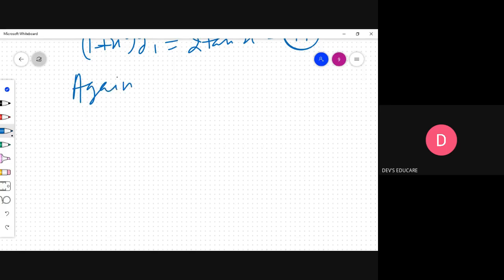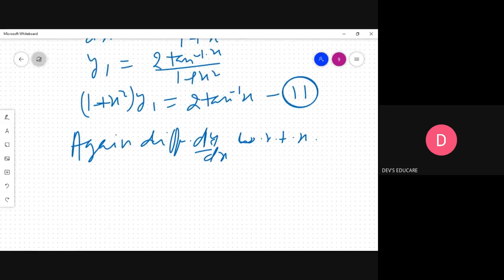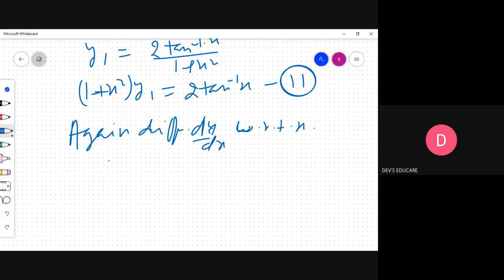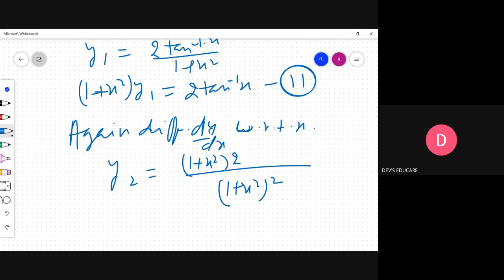Again, differentiating first order dy by dx with respect to x. So dy by dx was y1, was this one. So y2 equals to (1 plus x square) into 2 times 1 upon 1 plus x square, which gets cancelled, and minus 2 tan inverse x into 2x. 1 plus x square ka derivative is 2x only. Yes, sir.